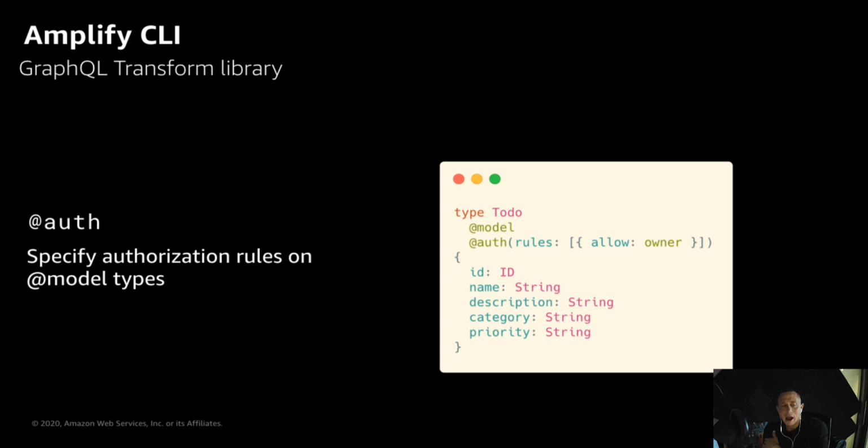@auth is what allows you to define these authorization rules. Say, for instance, we wanted to have a to-do that is only accessible by the user that created it, and only that user can not only read it, but update, delete, and modify it. To do that, we would just add a new rule for owner, and this would assign some owner user ID under the hood to the table. And then when we run a query, we would only query for the user's to-dos, and they would only have access to those to-dos.